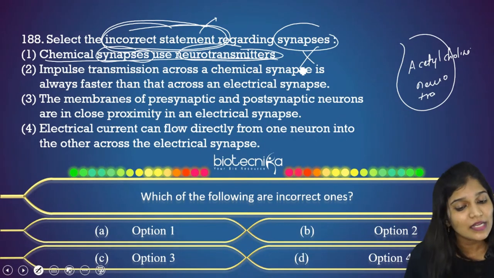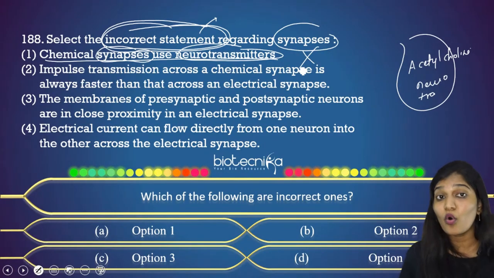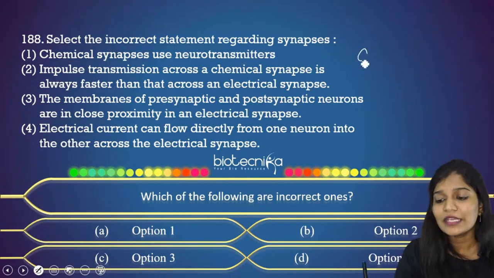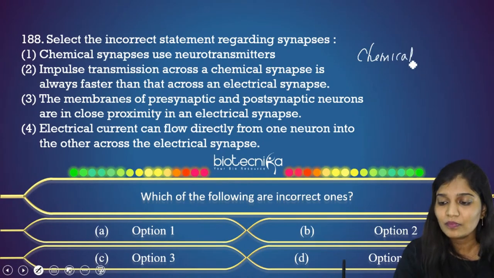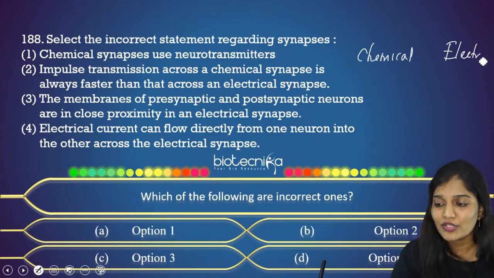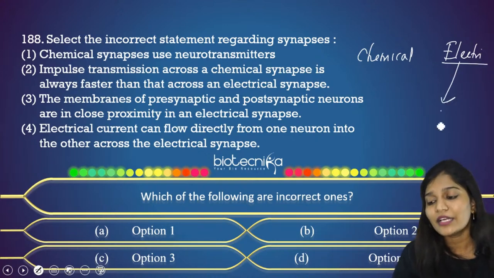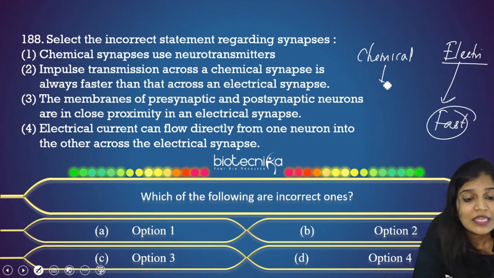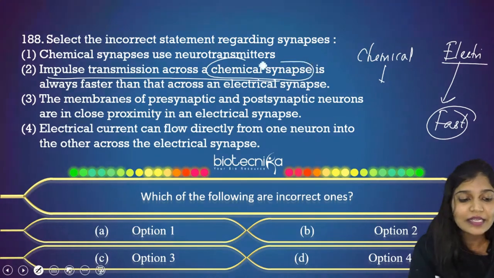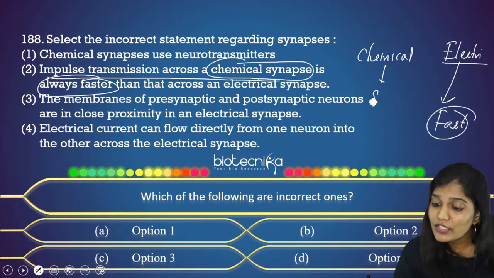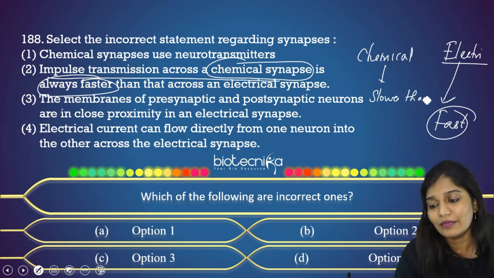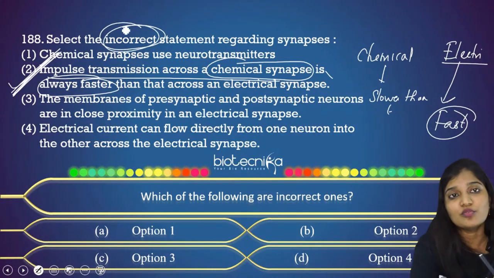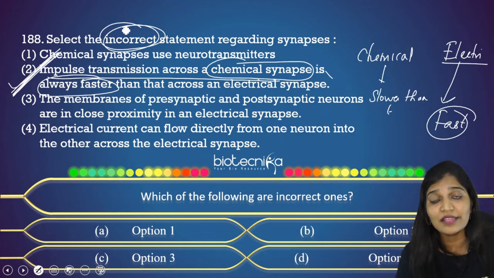Second one, impulse transmission across chemical synapses is always faster than that of electrical synapses. Listen carefully. They are talking about whether the synapse works mainly through a chemical reaction or an electrical reaction, which is faster. Usually electrical is much faster than chemical, but they have given just the opposite. Impulse transmission across chemical synapses is always faster? No, they are actually slower than electrical. So this is the wrong statement, and we have to choose the second statement as the incorrect one, because electrical synapses are faster than chemical synapses.